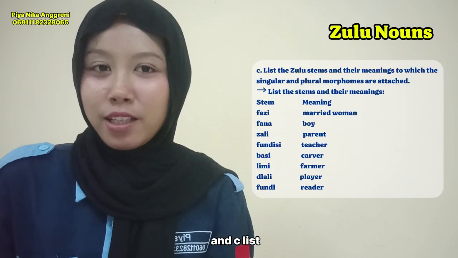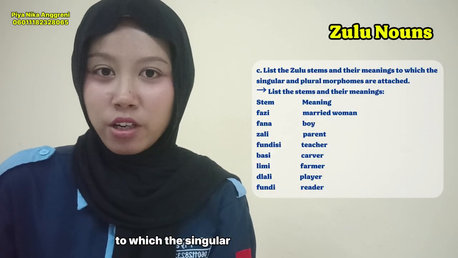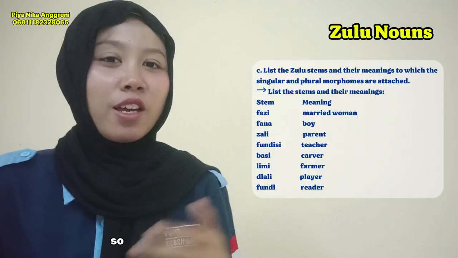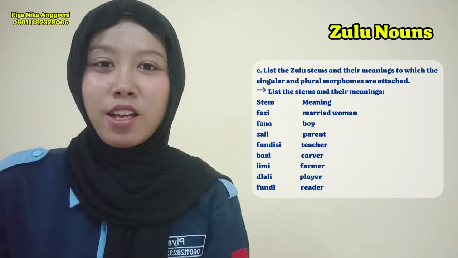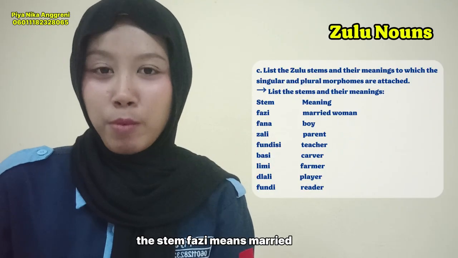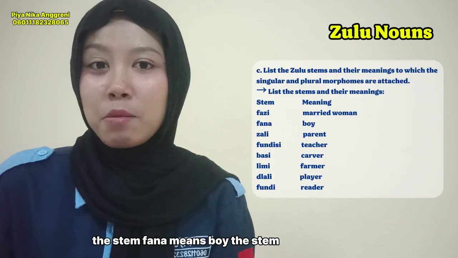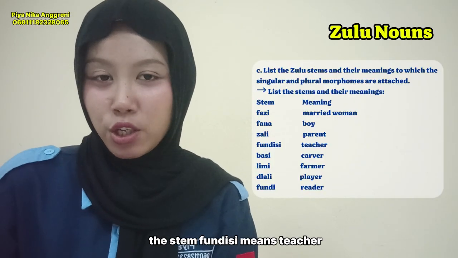And C. List the Zulu stems and their meanings to which the singular and plural morphemes are attached. So, here is the list of stems and their meanings. The stem Fazi means married woman. The stem Fana means boy. The stem Zali means parent. The stem Fundisi means teacher.